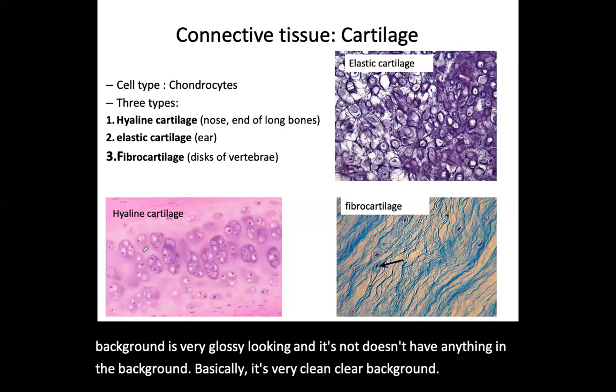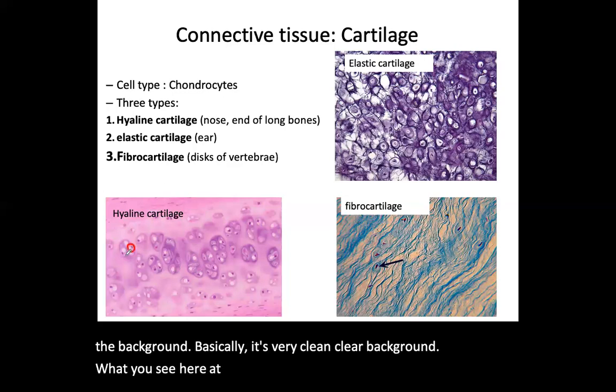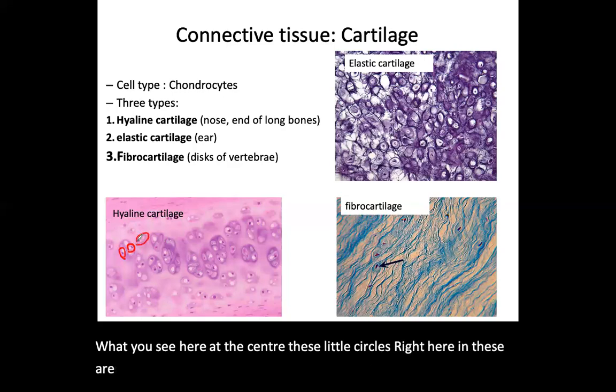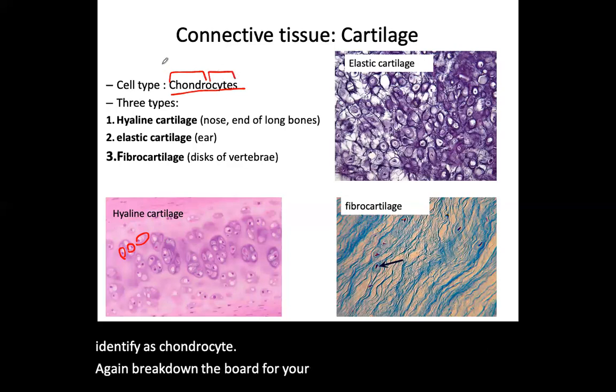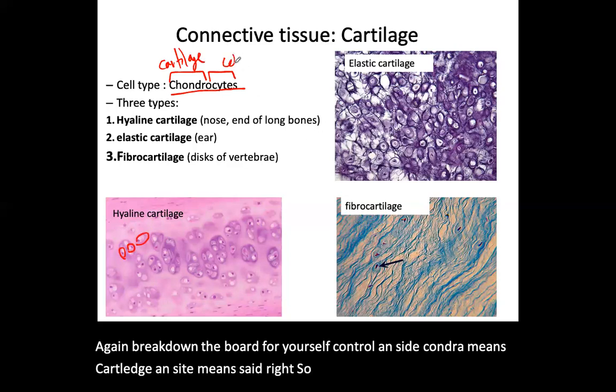What you see here at the center, these little circles right here, these are the structures that contain your cells, or your cartilage cells, and they're identified as chondrocytes. Again, break down the word for yourself, chondro and cyte. Chondro means cartilage and cyte means cell, right? So this basically means cartilage cells.